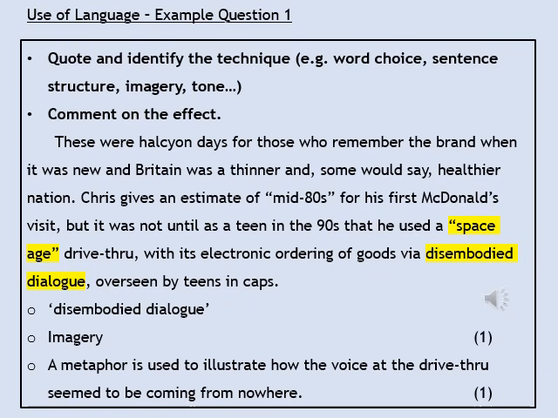You'll have noticed that we also highlighted disembodied dialogue as being another example of an effective use of language that we could draw attention to. This, of course, is an example of imagery. For our first 2 bullet points, we've got disembodied dialogue, in quotation marks, and imagery.